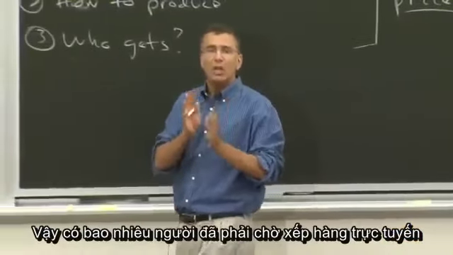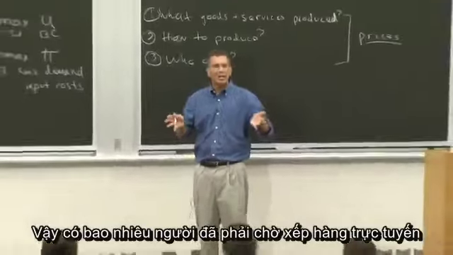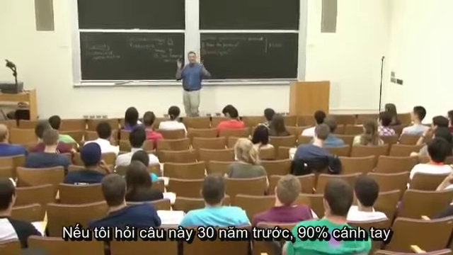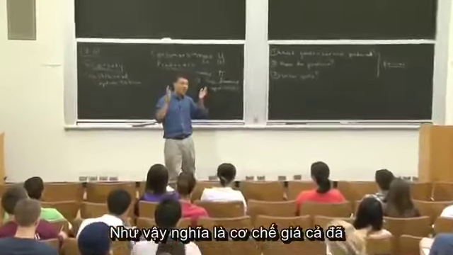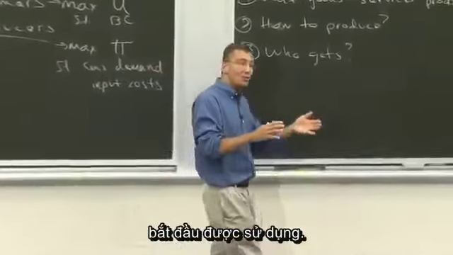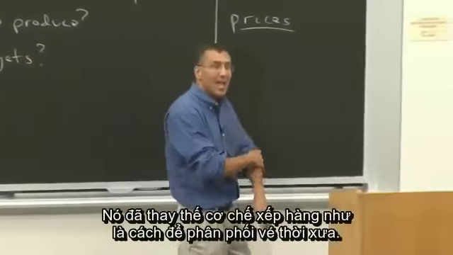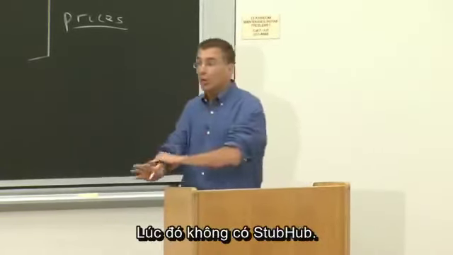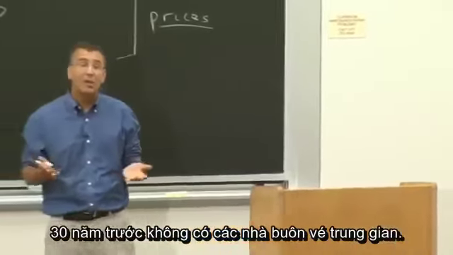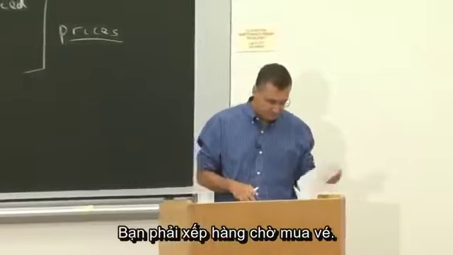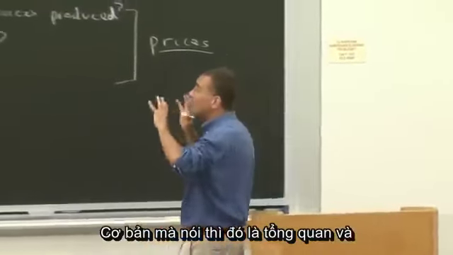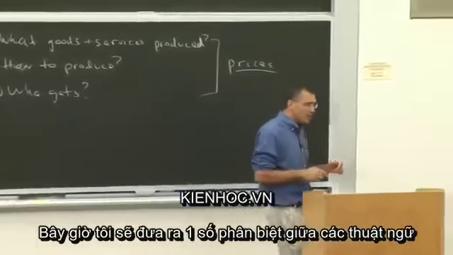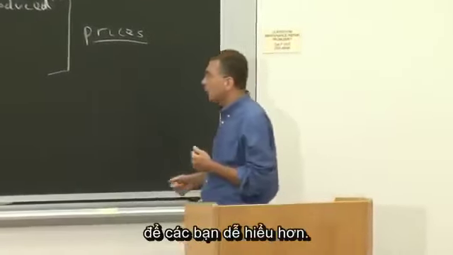So increasingly, how many people have waited online to get a concert ticket? Okay, that's amazing. If I asked this question 30 years ago, 90% of the hands would have gone up. So what that means is the price mechanism has replaced the line mechanism as a way to allocate those tickets, and we see prices working. That wasn't true. There wasn't StubHub. These weren't these secondary ticket sellers 30 years ago. You had to wait online to get the tickets. Now, that's basically an example of how we think about the role of prices. Now let me draw a couple of important distinctions, terms I'm going to use this semester that I want you to be comfortable with.